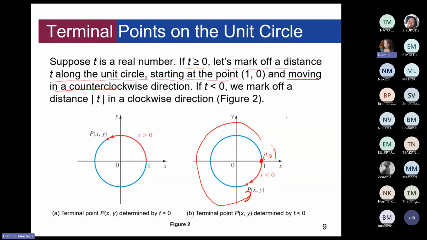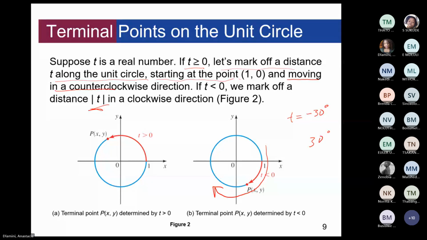So it means that if your distance t is greater than or equal to 0, if t is positive, you are moving in this direction. Are we together there, guys? Yes, ma'am. Now, if t is less than 0, then you are moving a distance of the absolute value of t. Let's say t is equal to negative 30 degrees. It means you are moving 30 degrees in the clockwise direction. Are we all together?